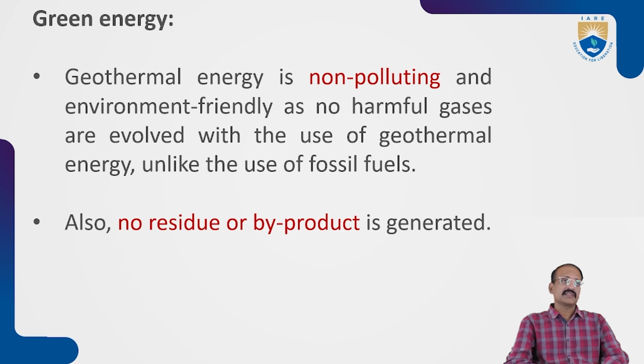Even if you say wind energy and solar energy, there also you are supposed to produce the products which are used, the solar panels. So how to dispose of these solar panels, because in the majority of solar panels we are using plastic. And the same case with wind energy, that is the wind turbine. So this is another case of polluting the earth. In this case, there is no such type of thing happening, and also no residue or byproduct is generated.